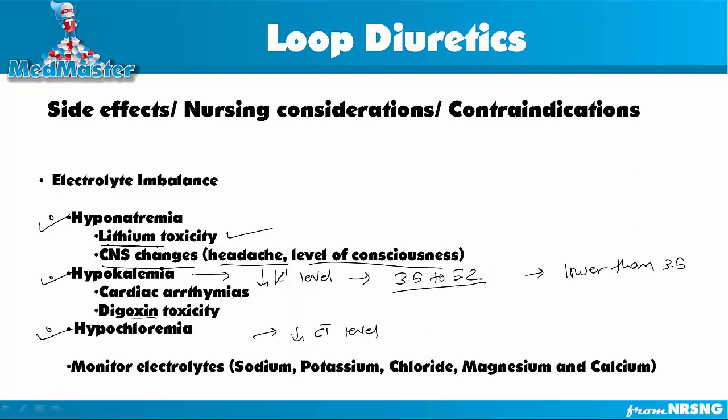If you go back to the mechanism of action slide, remember we talked about how it prevents the reabsorption of sodium, potassium, and chloride. So it's kind of self-explanatory why this medication can cause hyponatremia, hypokalemia, and hypochloremia. Also, as a nurse, if a patient is on this medication, you want to monitor the electrolytes: sodium, potassium, chloride, magnesium, and calcium, okay?